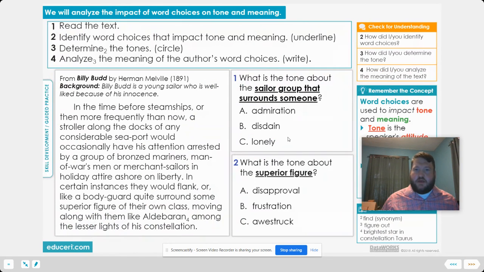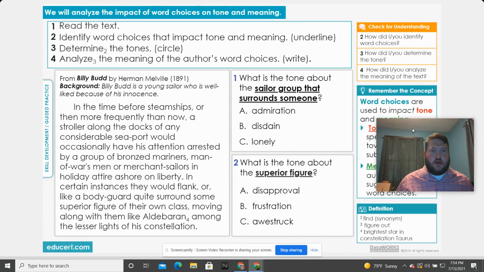Okay, next up then, we would get into a little bit of group work. In this section, I would have students partner up with their already established partners and start off by reading through the selection presented here, and then talking through their first two questions. The first being, what is the tone about the sailor group that surrounds someone? Next, the second one, the tone about the superior figure. Both are presented in the latter half of the reading section. I would have them discuss and come up with an answer together for these first two.